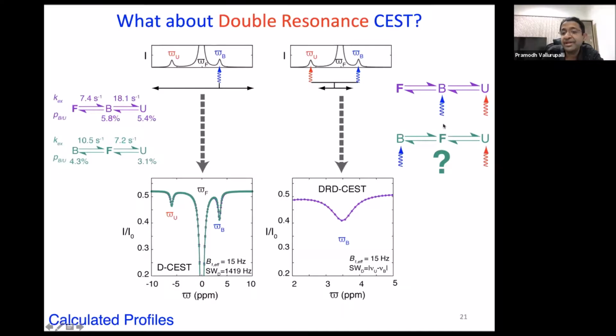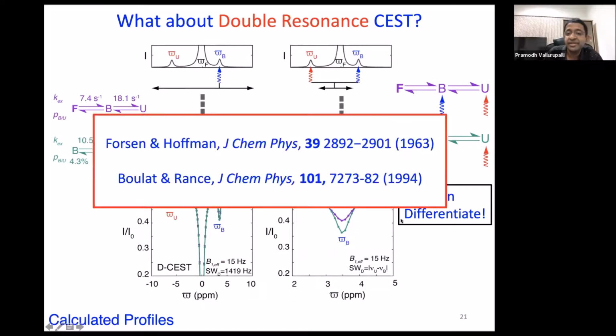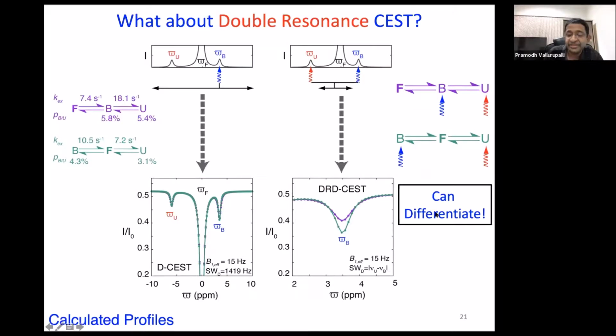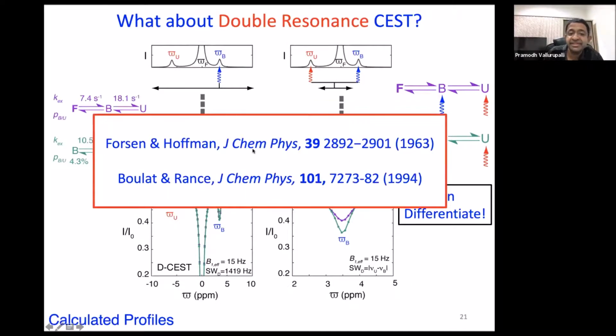On the other hand, if we have this bifurcated process, we have two independent processes. So the thinking was, if we have simultaneous irradiation at omega B and omega U, the size of the dips will increase. And when we did the calculations, that's exactly what we saw. The size of the dip increases when we carry out simultaneous irradiation. So the idea was we should be able to differentiate between the two processes by doing the double resonance CEST experiment. Once again, the double resonance CEST experiment also was proposed in 1963. And these have been used to study exchange between visible states.